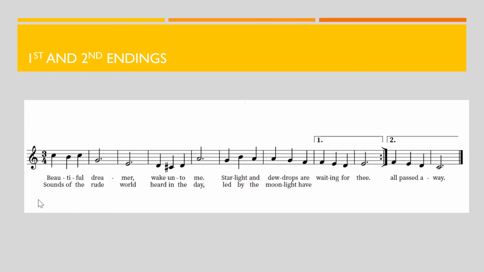Here we see the words. So we start with beautiful dreamer, wake unto me. Starlight and dewdrops are waiting for thee. At the repeat sign, we're going to read the words on the second line for the second verse. Sounds of the rude world heard in the day, led by the moonlight have, we skip this, all passed away. So let's try this. Ready? Here we go.